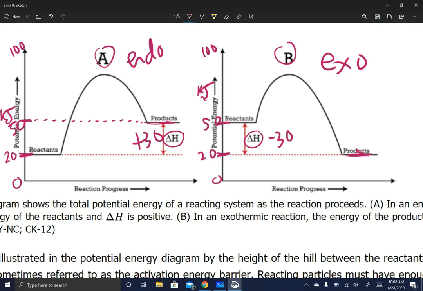So if you do watch this, which I hope you do, you might be a little overwhelmed. Like, I don't understand. That's fine. I'm going to explain again tomorrow in class, but I'm just getting the ball rolling here with this. So these are called potential energy diagrams.